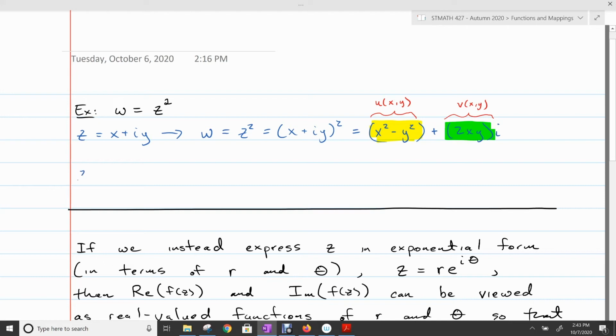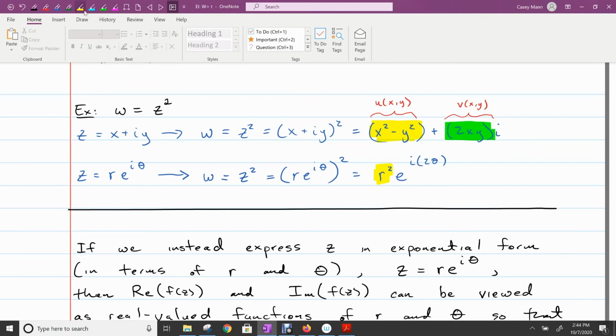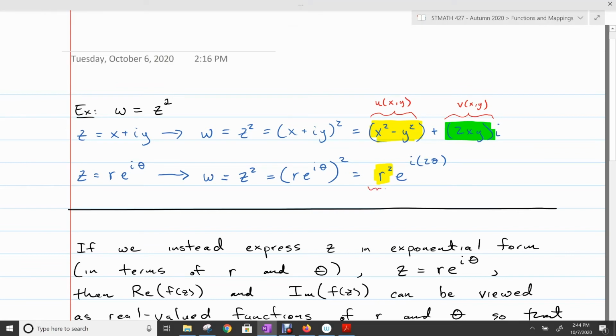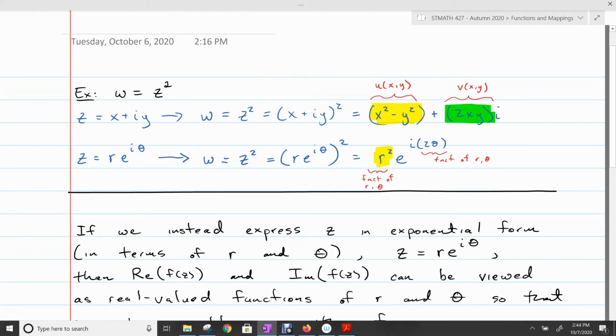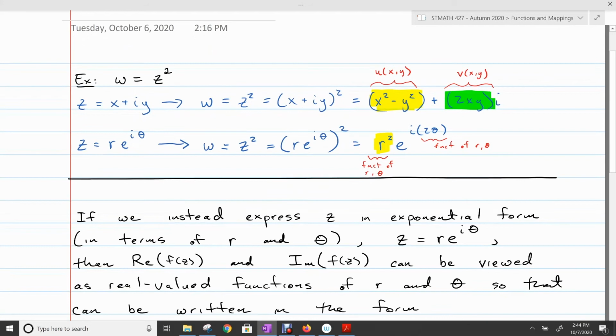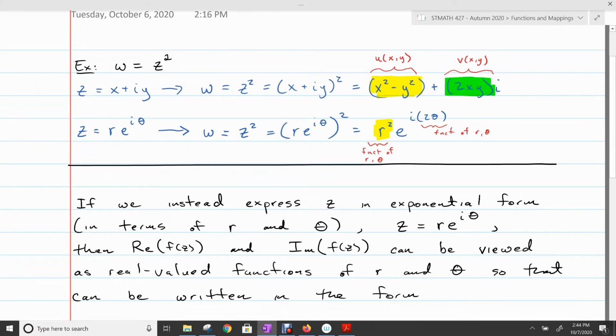You could also put z into its general exponential form, and then your w equals z squared function would become r e to the i theta quantity squared, and you'd get r squared e to the i times 2 theta. In a similar way, you see that the radius part of the function can be expressed as a function of r and theta, and likewise the exponent is a function of r and theta. We'll exploit this idea a little bit later. For this section though, we're mainly going to focus on rectangular form, but we may come back to polar form a little bit as we move along.